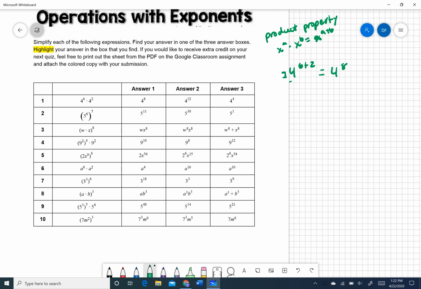If we were asked to evaluate, then these boxes would actually have numbers. We probably wouldn't have the variables like we see in 3, 5, 8, and 10, and then number 6 as well. We would probably just have numbers in there if we were asked to evaluate. So here we're just asked to practice with the property, and our property here is the product property, where we're adding those exponents because we have those like bases and we're multiplying them. Okay, so that's what we're going to do for number 1. So 4 to the 8th is my answer here, and I'm just going to circle that.